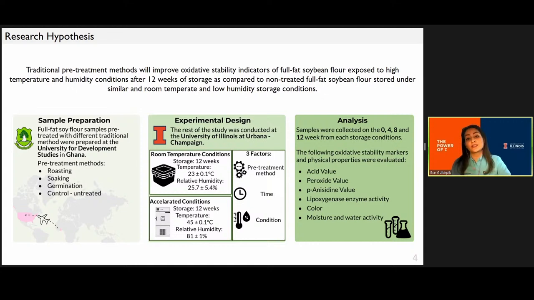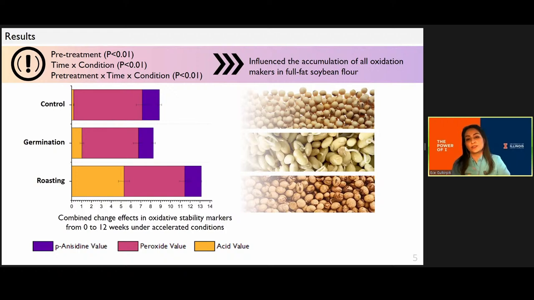Samples were kept in two different conditions, and they were collected every 4 weeks from each condition to measure various oxidative stability markers, as well as some physical attributes. Then a three-way mixed ANOVA was used to evaluate the effect of pretreatment time and condition factors on these physical and chemical parameters. Our data showed that pretreatment time, condition, and the triple interaction of these factors had a significant impact on all oxidative stability markers tested.